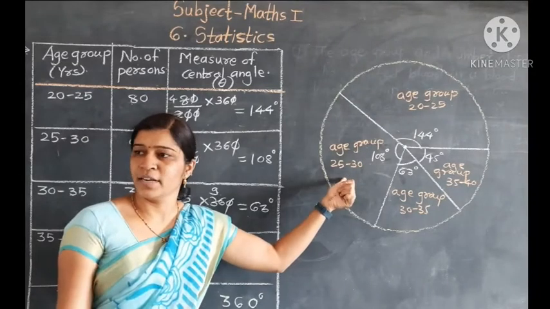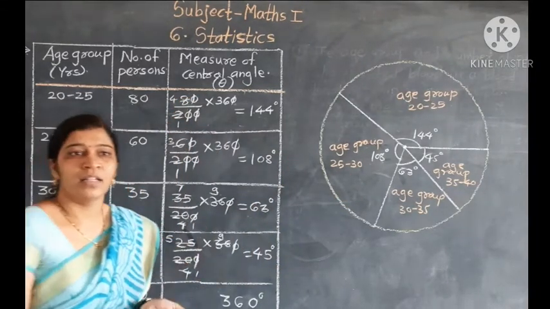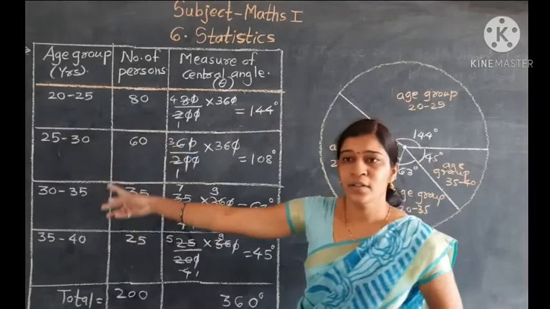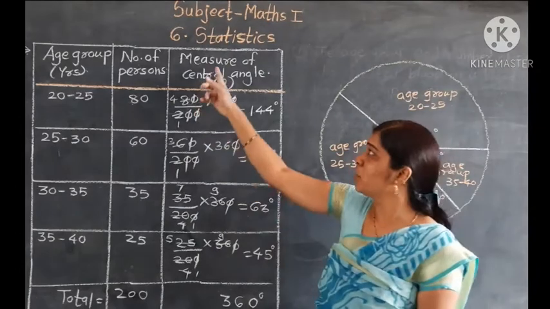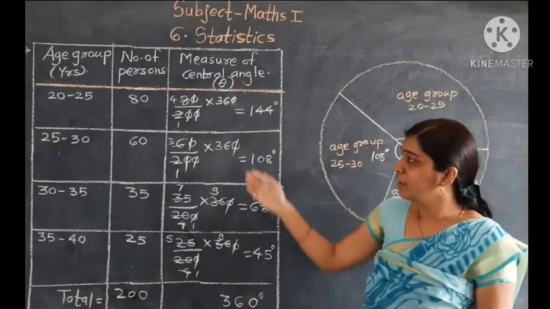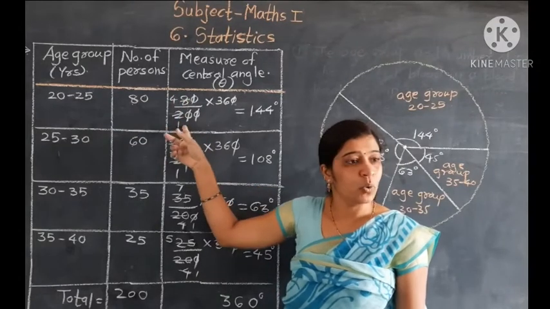Okay. Understand how to draw a pie diagram? First calculate this table. The two columns are in the example, okay, and the third column is of measure of central angle. How to calculate this? Number of component divided by total number of component.